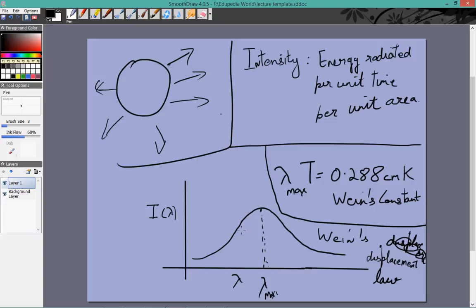So for example, if an object is initially giving out energy, its temperature will change. And for example, initially if it was giving a maximum energy at a wavelength of 10 nanometers, and we increase the temperature, it will now give energy at a wavelength of 8 nanometers. That means its color might change. Its color will change if that particular lambda max lies in the visible region.